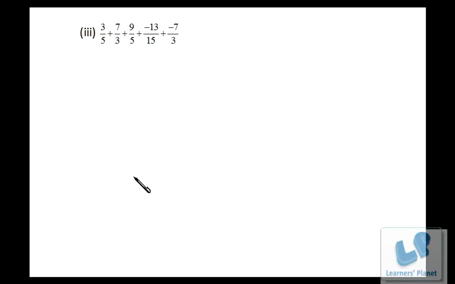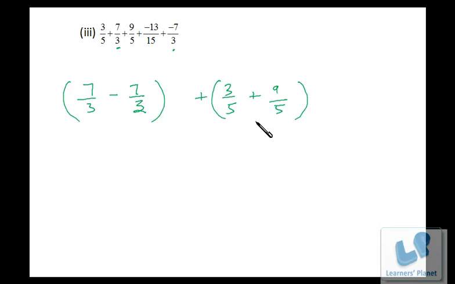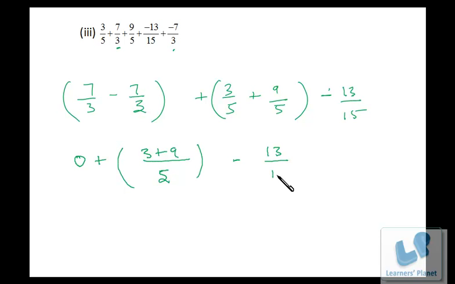Now let's simplify this. Here we have this with the same denominator, then this and this, then this. Now 7 by 3 and this is minus 7 by 3. So these are additive inverses of each other. So we'll be getting 0 over here. So this is 0. Now here the LCM is 5. 3 plus 9 and this is minus 13 by 15.